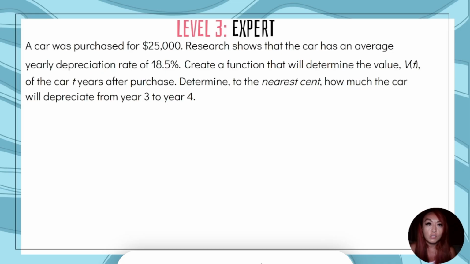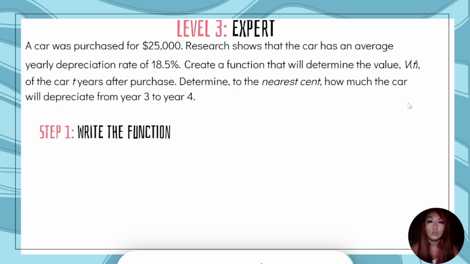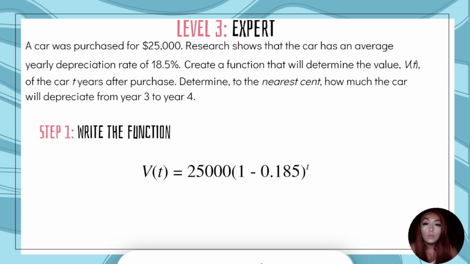So there's a lot going on here. We need to create a function, and then we need to do some interpretation. But the first thing that you want to do is write the function, but we need to determine, are we using exponential growth or exponential decay? Well, this word here, depreciation, that means decay. So substituting into the exponential decay formula, we'll get v of t equals 25,000 times 1 minus 0.185 to the power of t. So that answers the first part here.